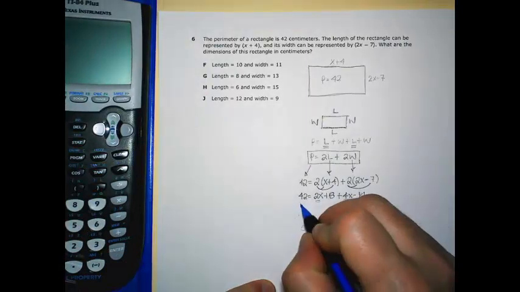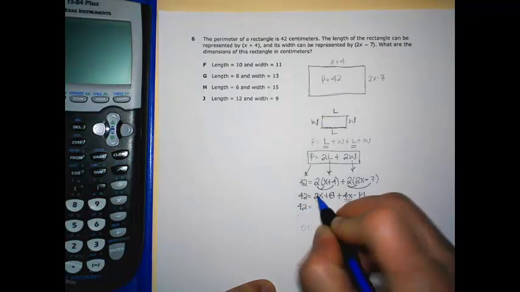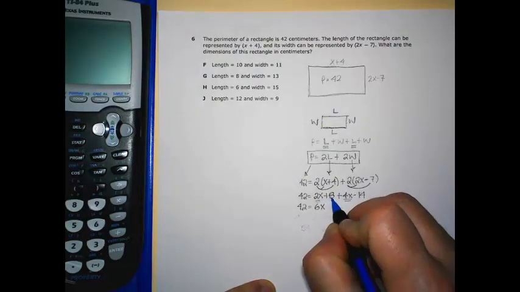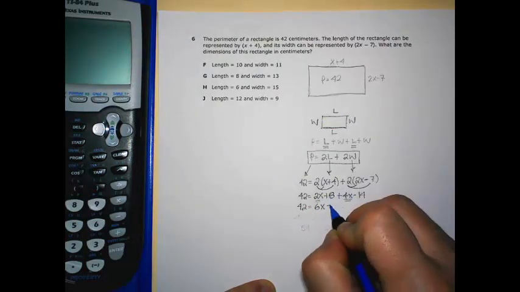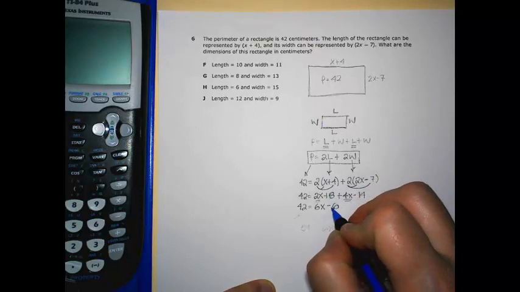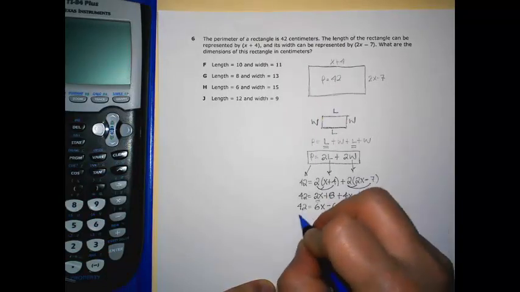So what I'm going to do now is bring down the 42. I'm going to combine like terms. 2x plus 4x is 6x. Positive 8 minus 12 is negative 6. Now I want to get the x alone, so I'm going to move the 6 to the other side.